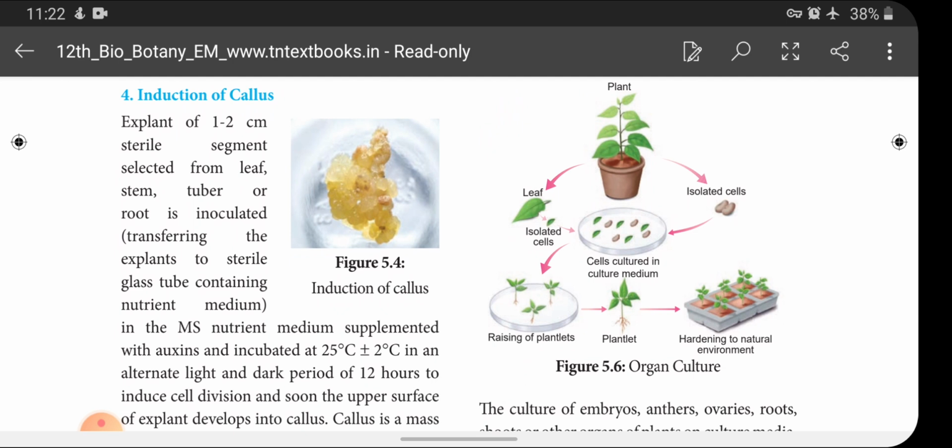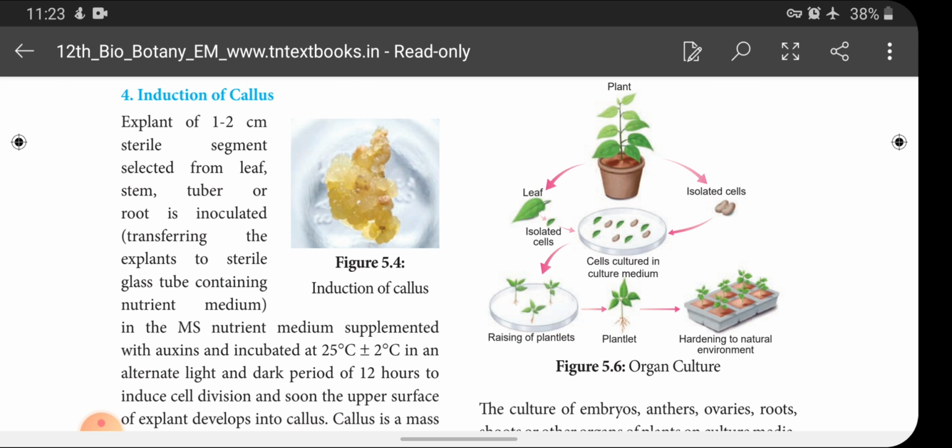An explant of 1 to 2 centimeter sterile segment selected from a leaf, stem, tuber or root is inoculated by transferring the explant to a sterile glass tube containing nutrient medium. Then, in the MS nutrient medium supplemented with auxin and incubated at 25 degrees Celsius plus or minus 2 degrees Celsius in an alternate light and dark period of 12 hours to induce cell division, soon the upper surface of the explant develops into callus.